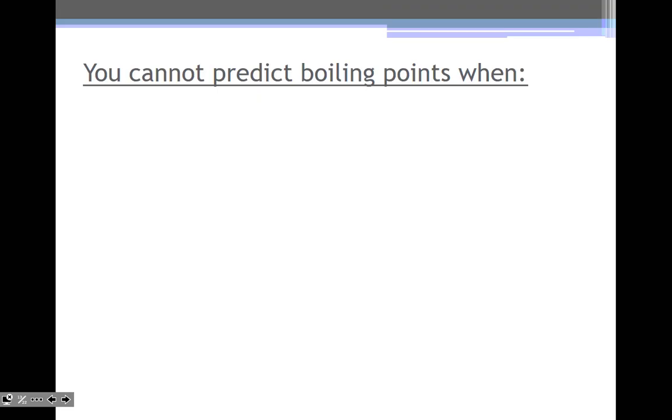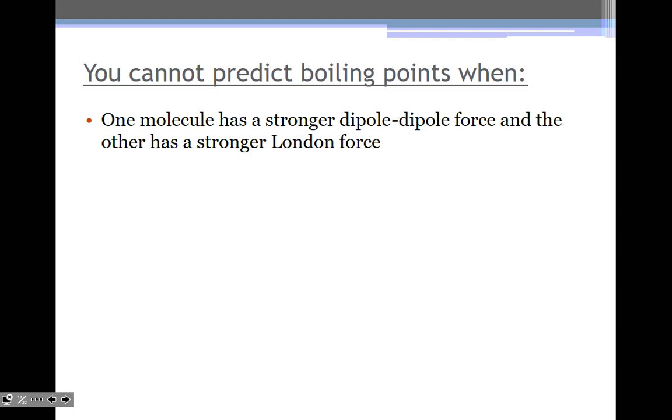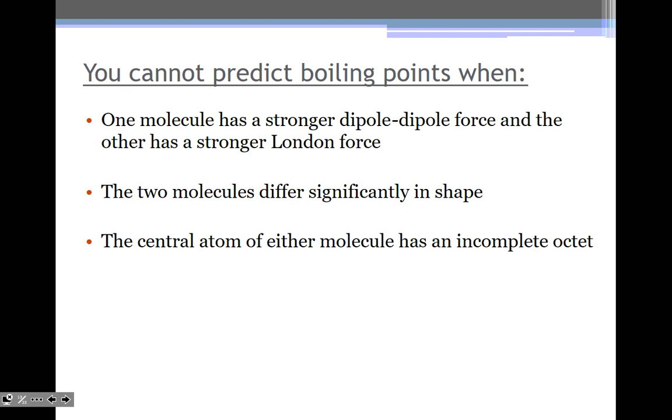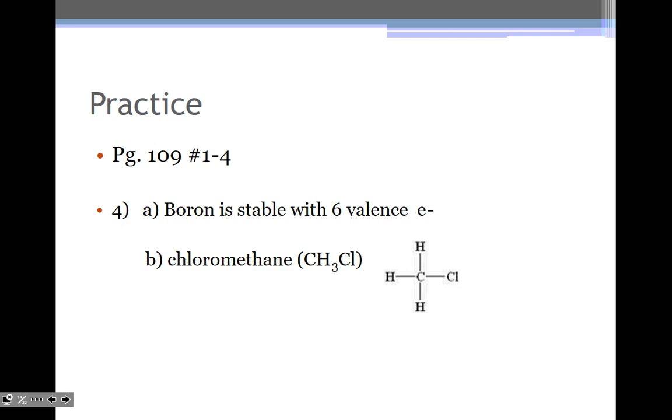You cannot predict boiling points when one molecule has a stronger dipole-dipole force and the other has a stronger London force, because how can you even explain to me why one is going to be higher than the other when it's all over the place? So I won't give you this example. The two molecules differ significantly in shape. Now, we're not going to get into this in Chem 20, but it's a thing in Chem 30. Shape also has to do with boiling points. Okay, so I'm not even going to go into that in Chem 20. Just know I won't give you that kind of question. I'm not going to give you a question where the central atom of either molecule has an incomplete octet. That would be rude. Okay, here's some practice if you want it.